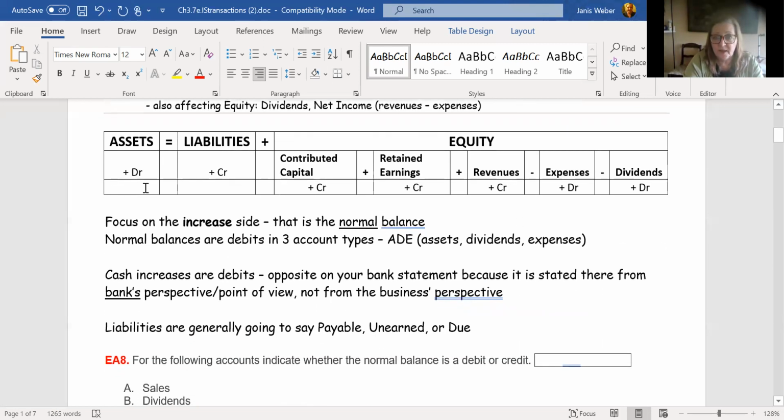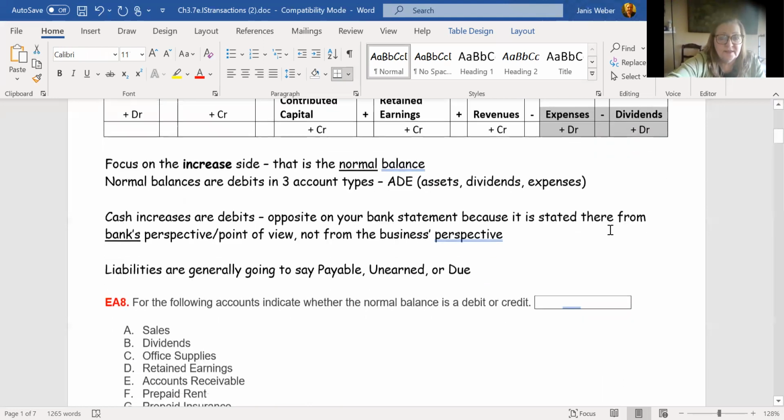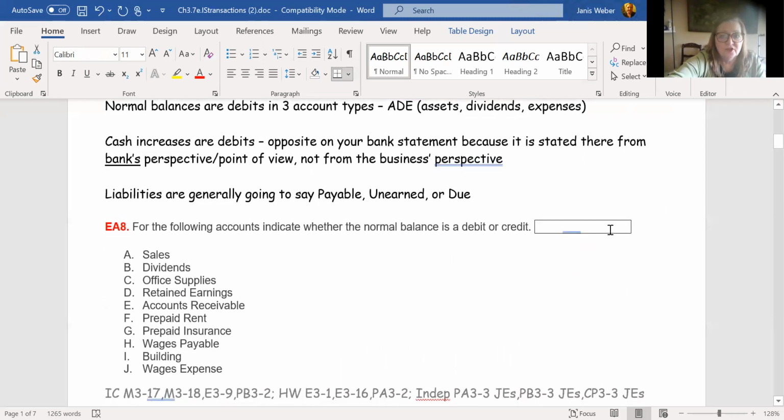Assets have a normal debit balance. Liabilities have a normal credit balance. And equity has a normal credit balance if it's increasing the equity. But those accounts that are contra or that decrease equity, expenses and dividends, do not have a normal credit balance. They have a normal debit balance because it's normal for them to decrease equity, right? So that's just what we're going to do.